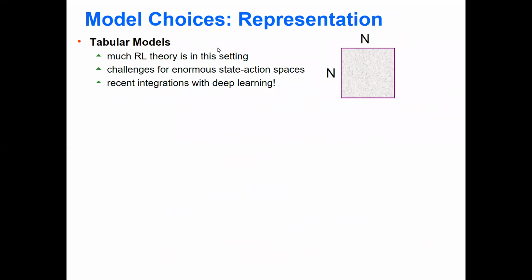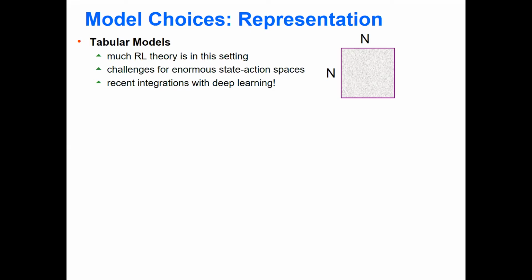All right, so now what I want to do is talk about some of these choices. So the model choices, representation. Well, I'm gonna talk about 3 representations. One is tabular models. We already talked about those. Much of the theory of RL is in this setting, and you can think of the tabular model as sort of corresponding to the assumption that whatever modeling method you're using can model any environment whatsoever, right? So it's sort of assuming that there's no bias or assumptions on what the model space is. You can model any MDP.